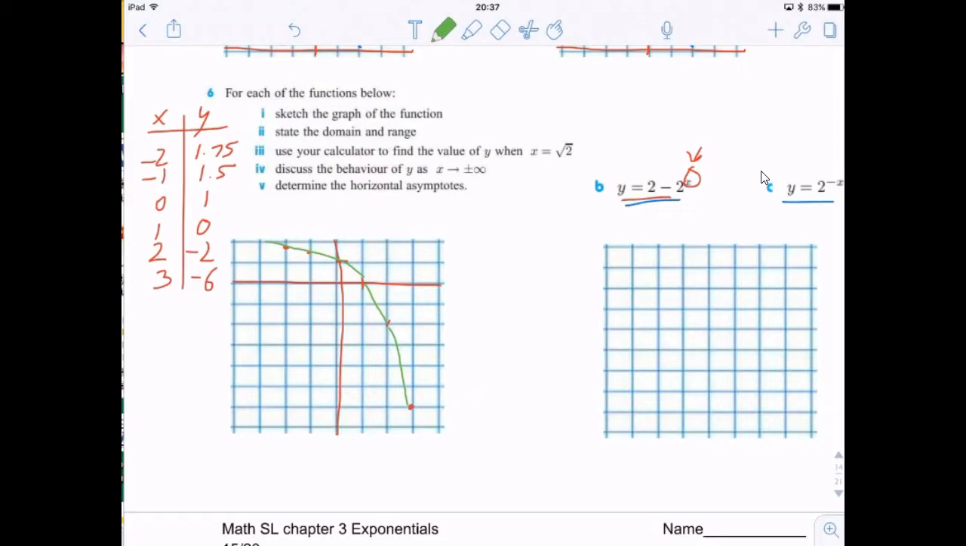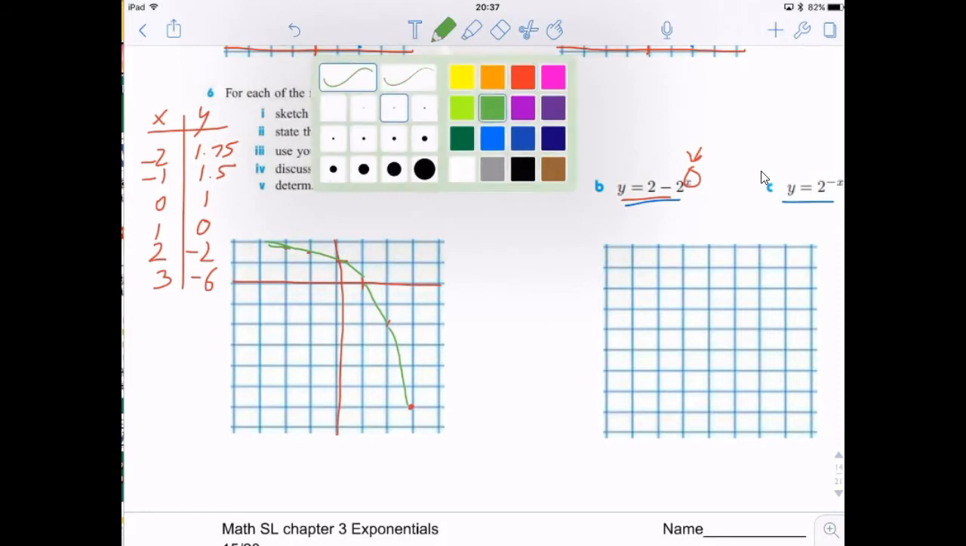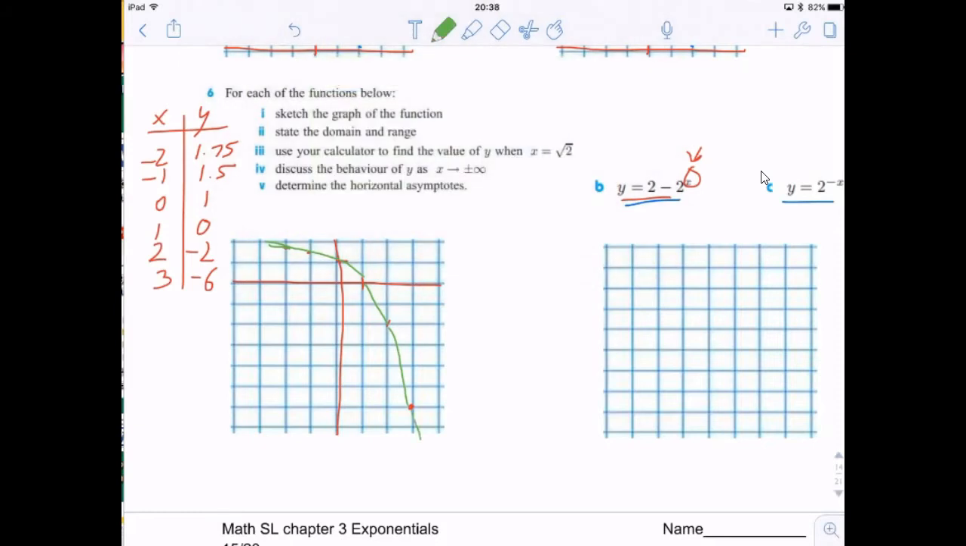Okay, so it looks kind of like that. Let's see what other questions it asks us. State the domain and range. Okay, so in the case of the domain, we have to consider that this function actually goes on forever in both of these directions.